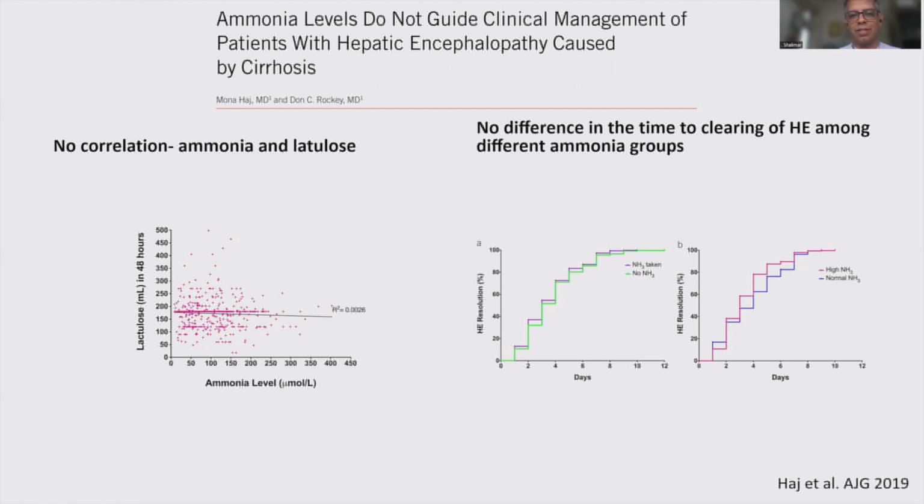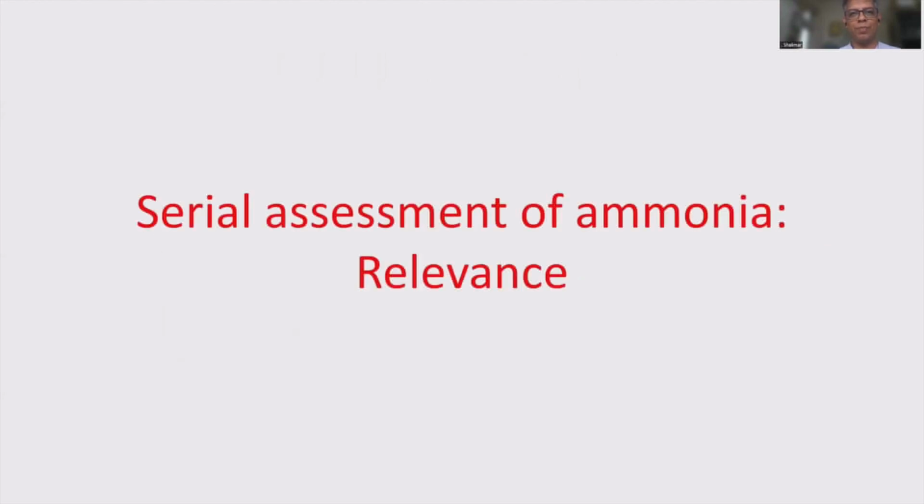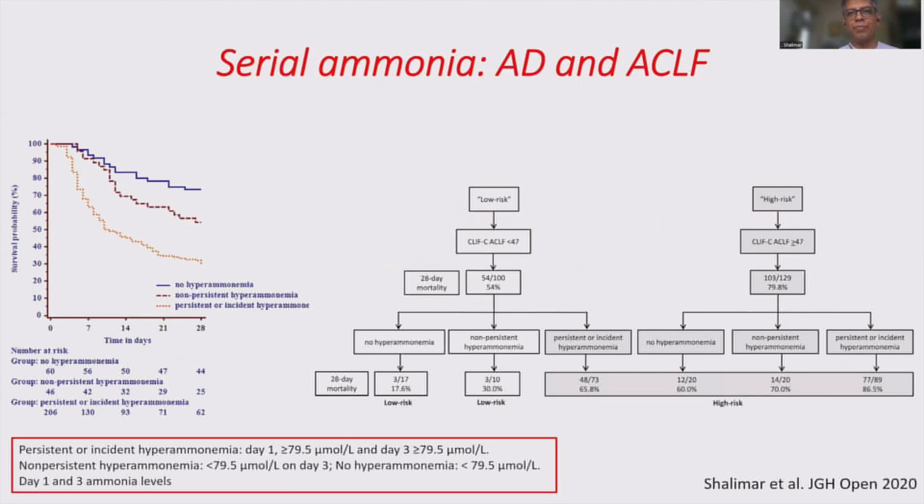So there is contrasting data available in the literature on the role of ammonia in predicting the grades of hepatic encephalopathy, as the data which I have shown. So is there any role of serial estimation of ammonia in patients with cirrhosis and acute on chronic liver failure? In this study, we had included all patients with acute decompensation and acute on chronic liver failure and estimated their daily ammonia levels for 3 days.